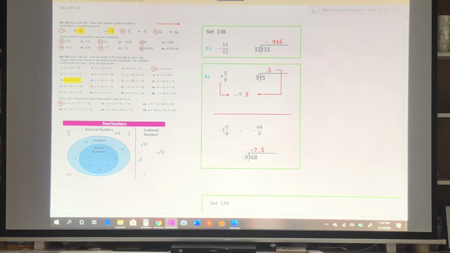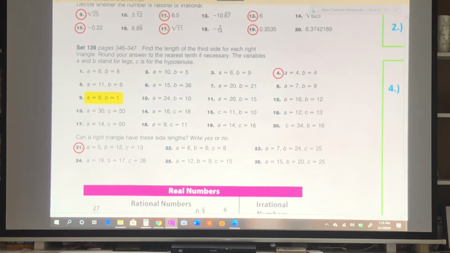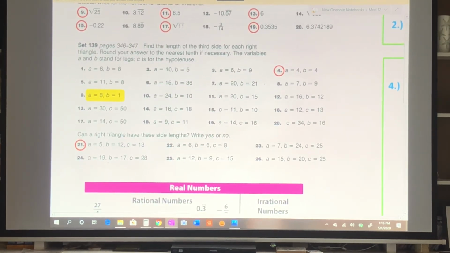Now let's look at, remember I said, rounding to the 10th place? Here we go, here it is. Find the length of the third side for each right triangle. Round your answer to the nearest 10th if necessary. They're telling you the variables A, B, we know what they stand for. Okay, so on number 9, I only gave you one problem here, so it's not going to ruin your day. A is 8, B is 1, let's find C.